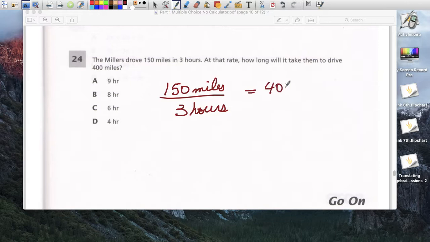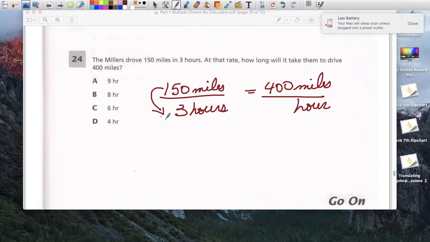If I put 400 miles here, and I want to write h hours, is there a relationship side to side? Anything times 150 give you 400? No. But what about up and down? We always look up and down. 150 divided by what's 3? It's divided by 50, right?